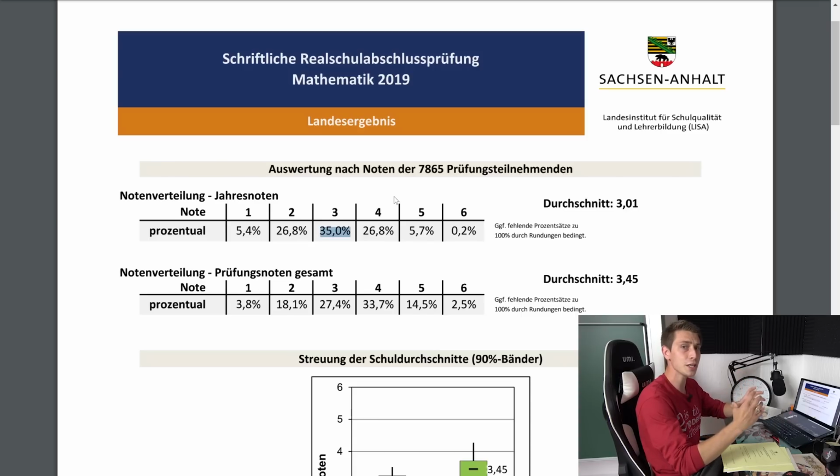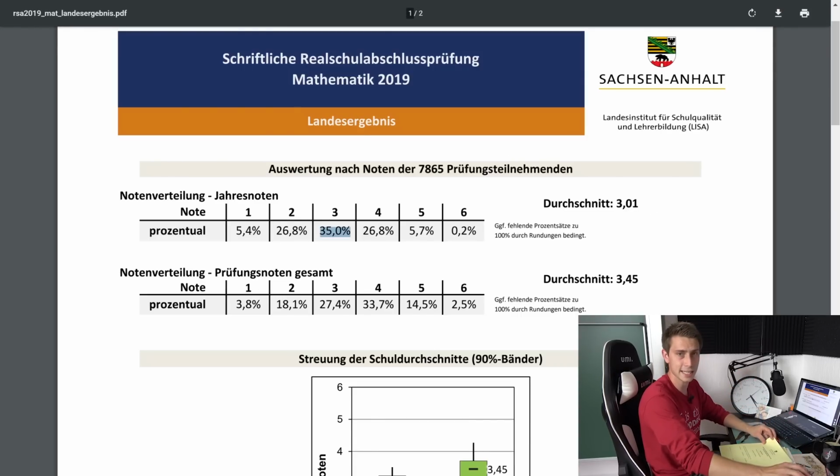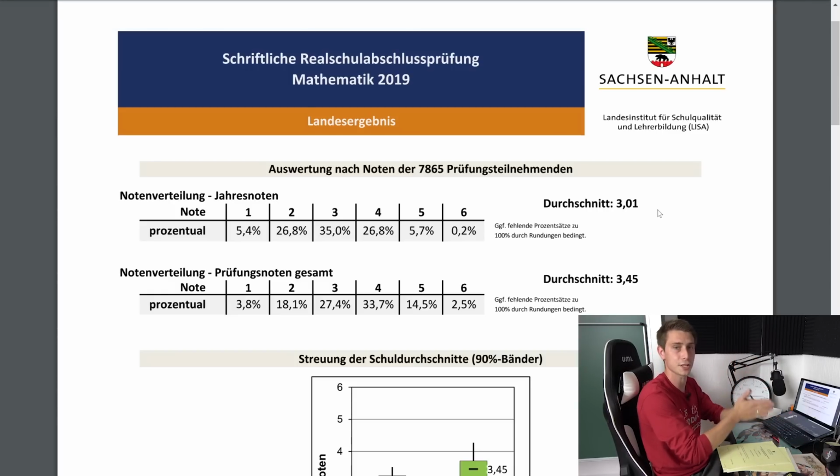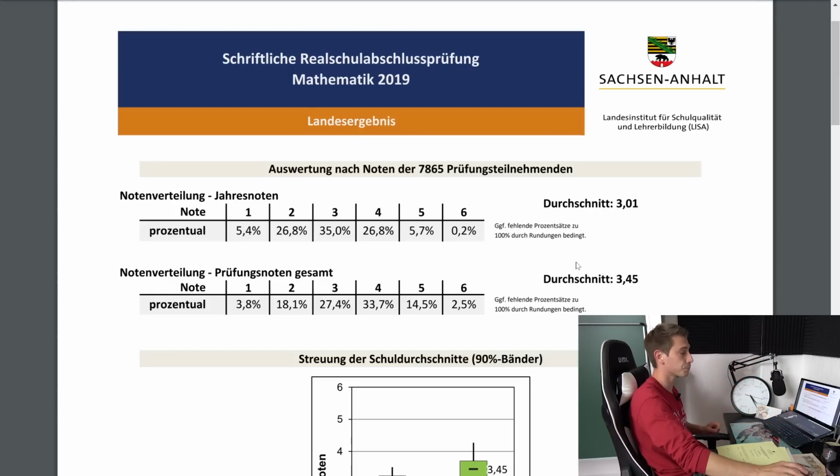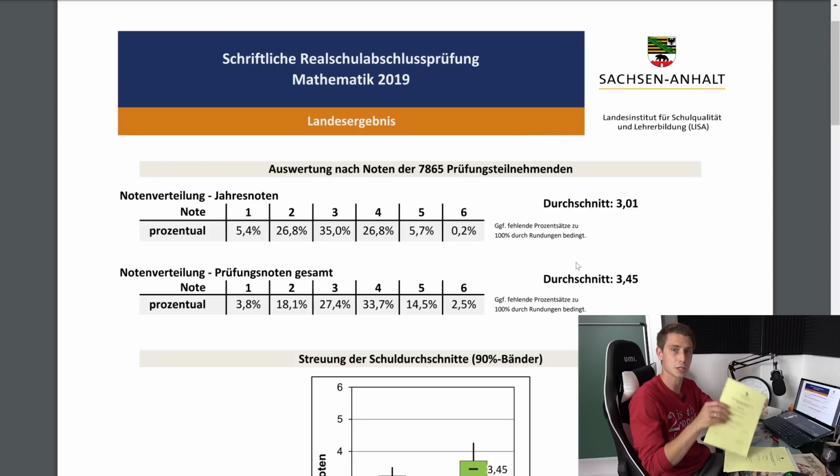Meaning the average grade that Saxony-Anhalt has in 10th grade in the class mathematics is 3.01, which is right in the middle of the Gaussian bell curve. That's totally fine. Now what about the grades they score here in the Realschulabschluss Prüfung?